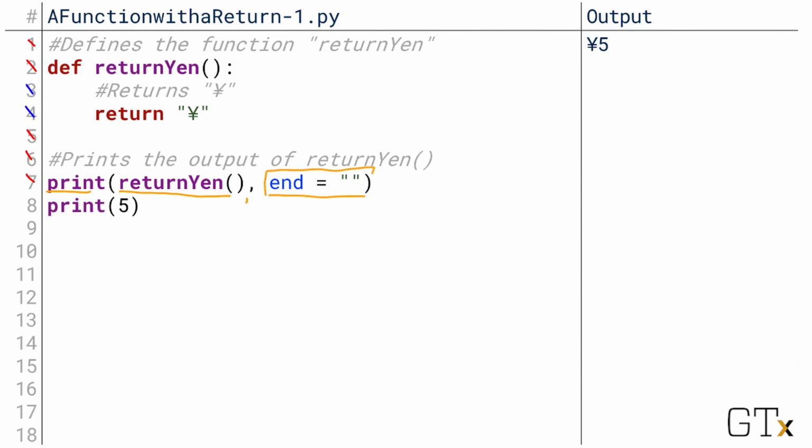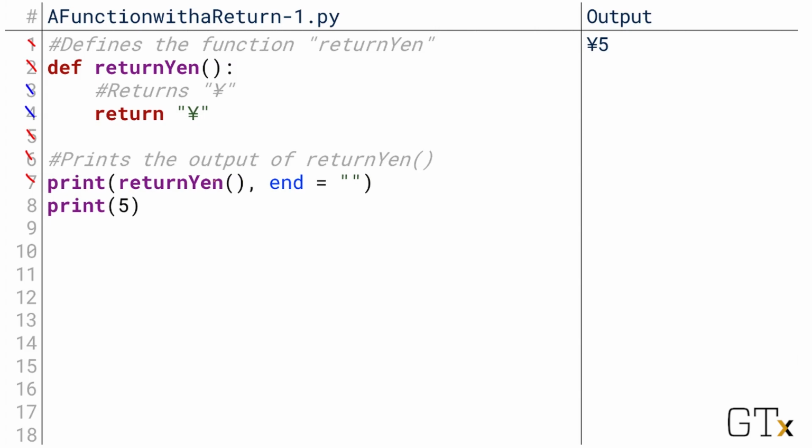Again, you can ignore this end at the end for now. All it does is tell Python to print the next thing on the same line as the previous thing. The important thing here is this call to the return yen function. As we've said before, when Python encounters nested parentheses like these, it starts on the inside and works its way out. So, return yen is inside the parentheses for print. So first Python is going to try and resolve what return yen means.